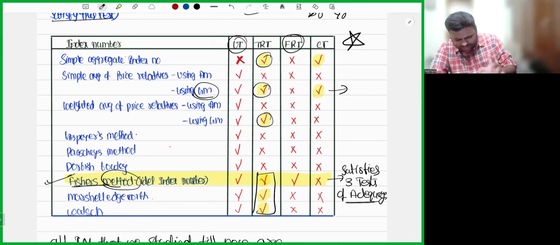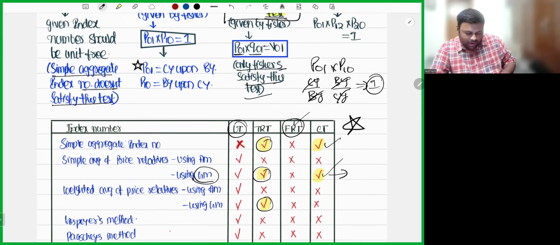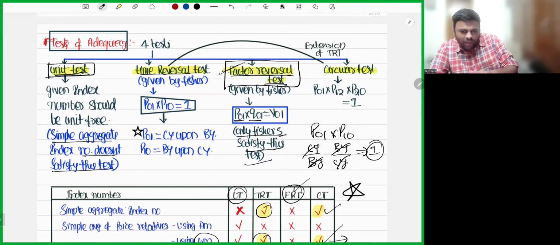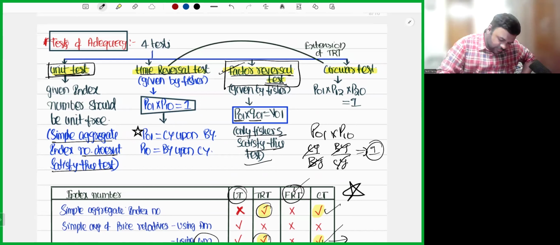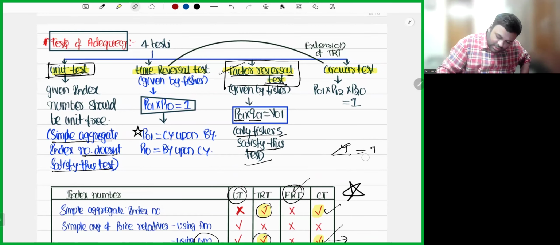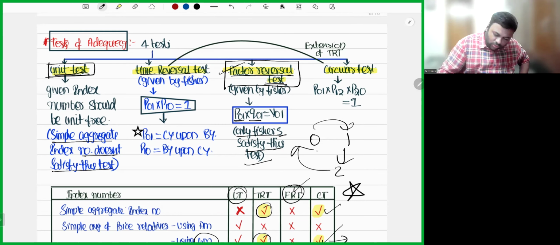See, unit test and factor reversal test is simple. Circular test is also simple because only 2 will satisfy circular test. The only thing you need to remember is factor reversal test. Now circular test. It's an extension of time reversal. You are doing a goal. In circular test, what are you doing? You are going from 0 to 1. You are going from 1 to 2. You are coming back from 2 to 0 again. Goal you are doing. That's what a circular test is.